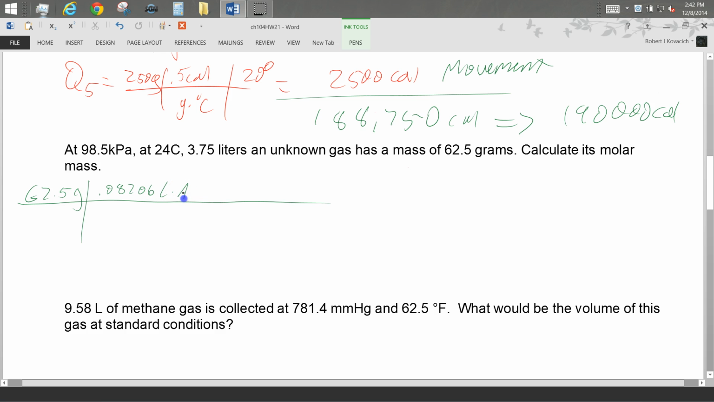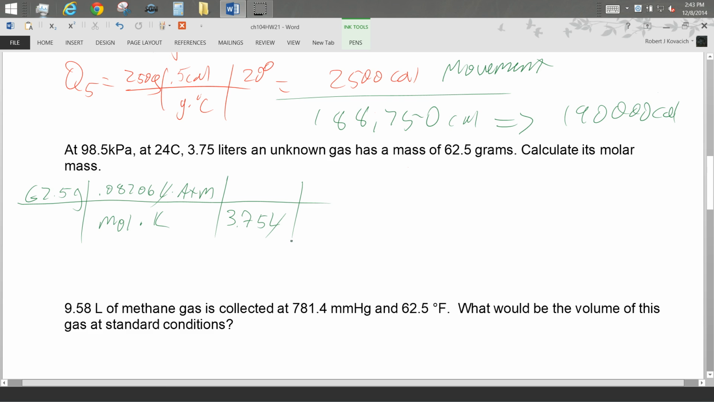0.08206 liters times atmospheres divided by moles times Kelvin. Alrighty. I've accomplished what I wanted to. I have grams in the numerator and I've got moles in the denominator. The problem is I brought some stuff with it, and so I need to get rid of that stuff. So you okay with me putting 3.75 liters in the denominator? Yeah, because it'll cancel out. So now my liter unit is gone.